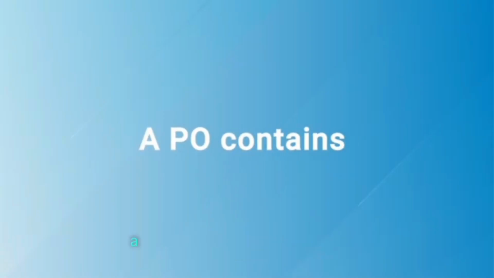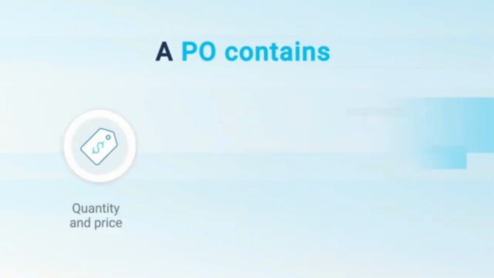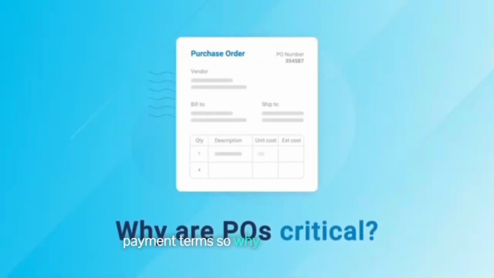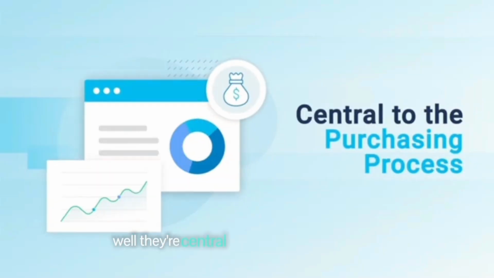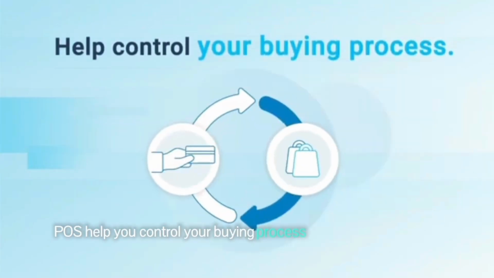A PO contains the following information: a PO number, buyer and seller details, description of goods or services, quantity and price, delivery date, and payment terms. So, why are POs so critical? Well, they're central to the purchasing process. They eliminate misunderstandings and ensure orders are precise. POs help you control your buying process and prepare for future steps.